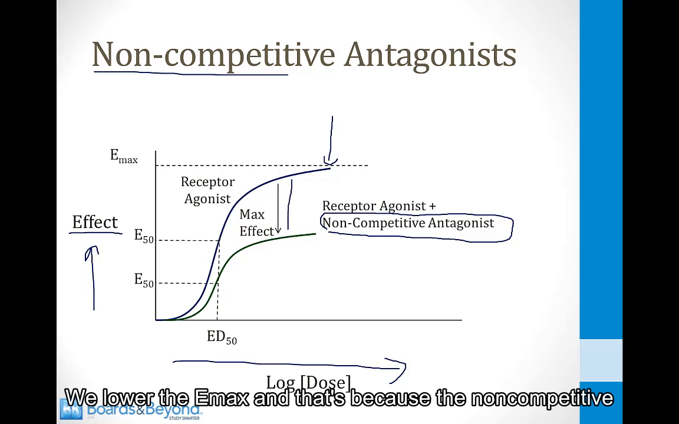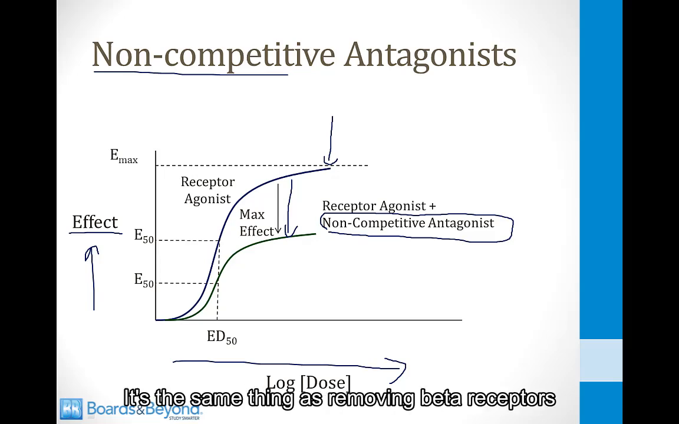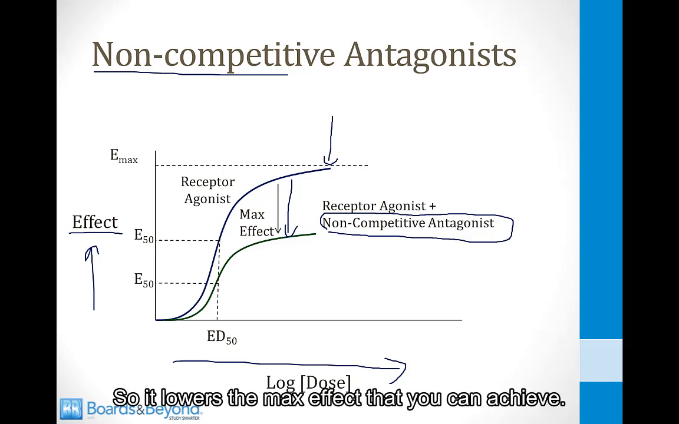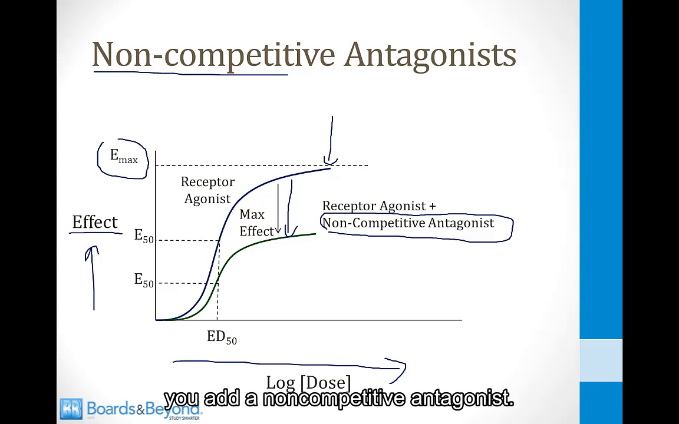We lower the Emax, and that's because the non-competitive antagonist is permanently changing the shape of those beta receptors. It's the same thing as removing beta receptors from the system, so it lowers the max effect that you can achieve. So very important to remember that the Emax falls when you add a non-competitive antagonist.